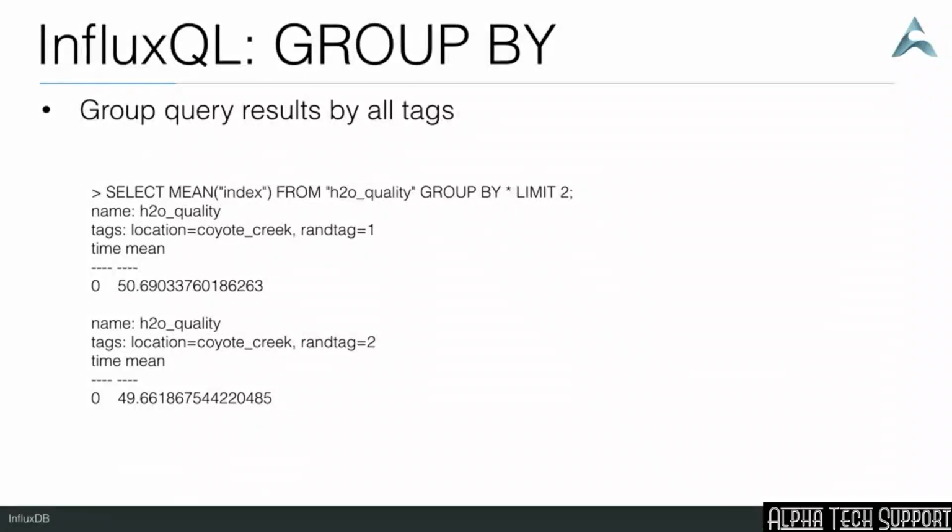Select mean index from H2O quality, group by star, limit 2. As you see, you get all the results back, but it's grouped by every other tag. So you get the location back, Coyote Creek, but you get it back 2 times because it has a different RAN tag. The above one is RAN tag 1 and below one is RAN tag 2. That's what the group by star does.